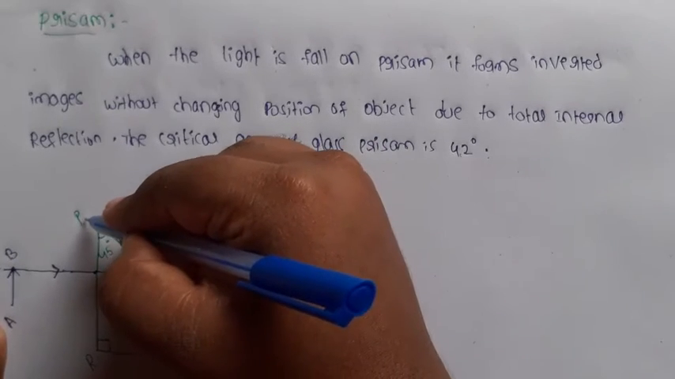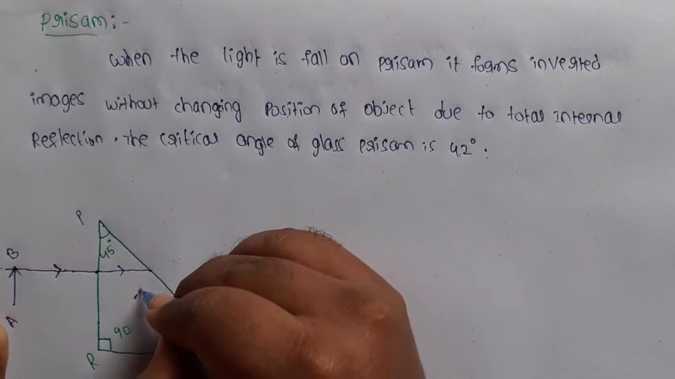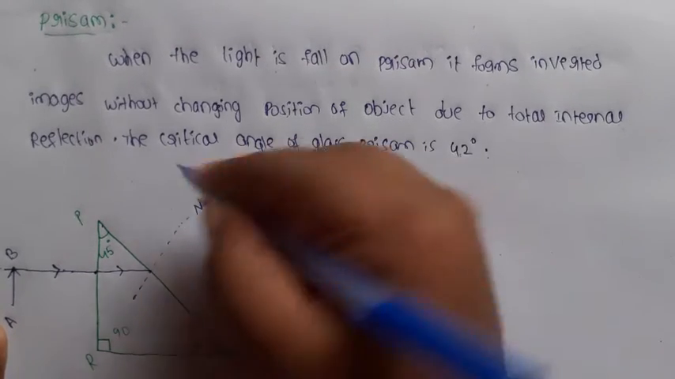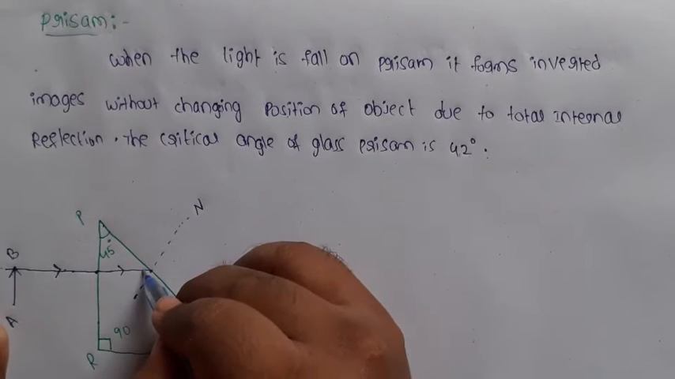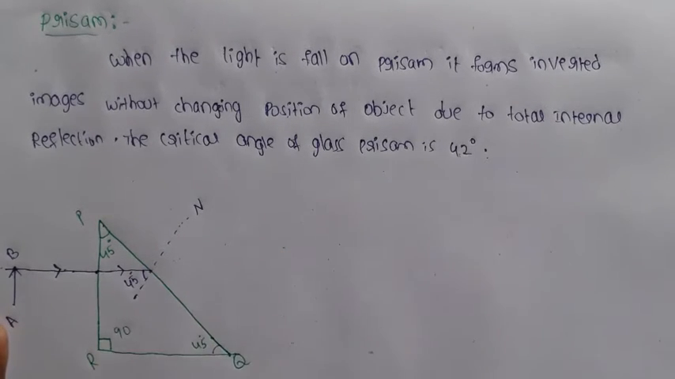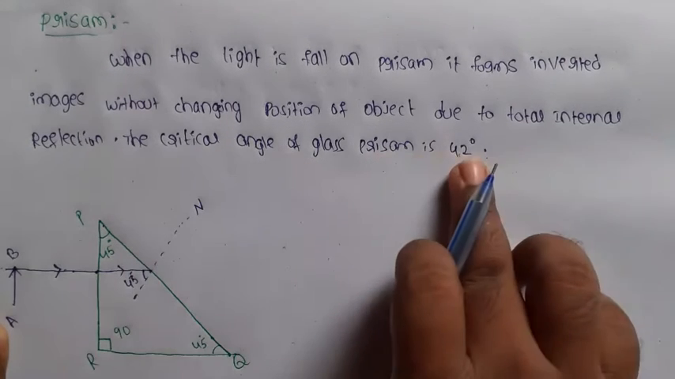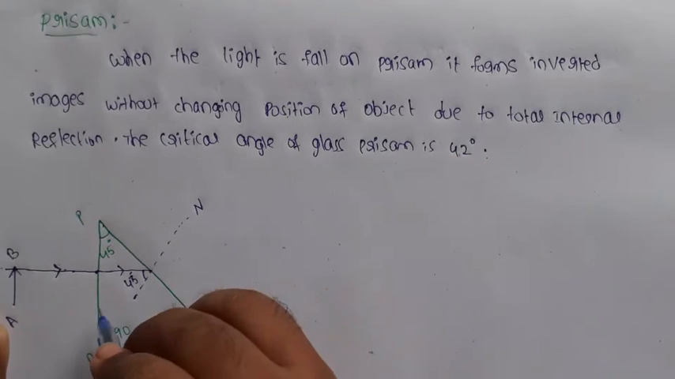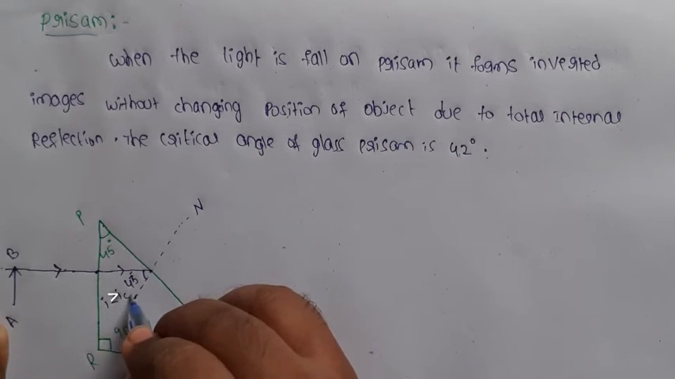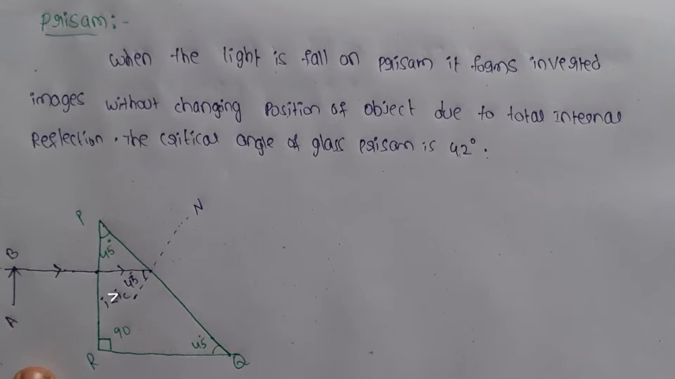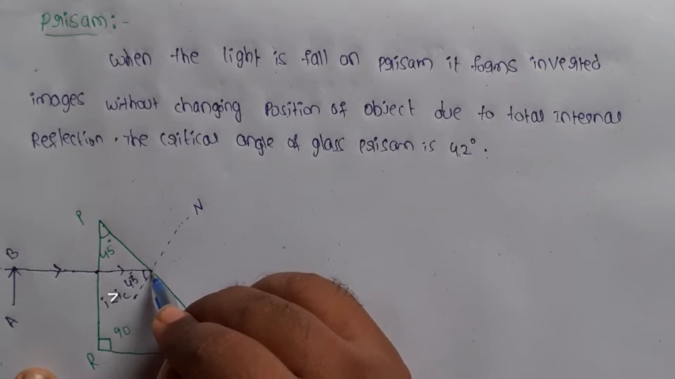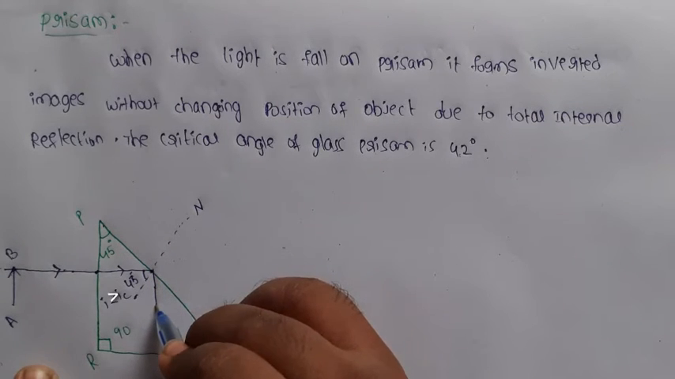When it touches PQ, we will draw the normal line. This is the normal line of PQ. What about the angle here? 45 degrees. Here the angle of incidence is 45 degrees. The critical angle is 42, so the angle of incidence is greater than the critical angle, and total internal reflection is going to happen. The light ray is reflected into the same medium. So the ray of light is traveling in the same medium.